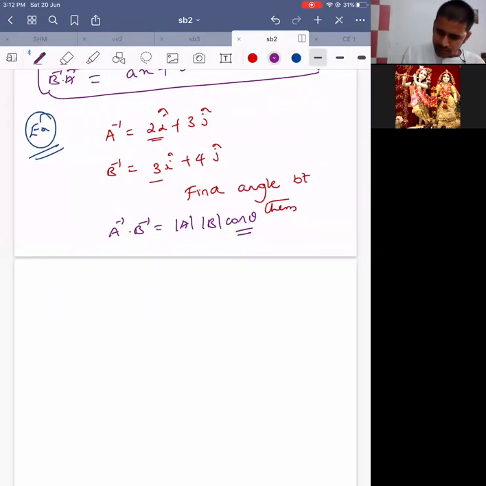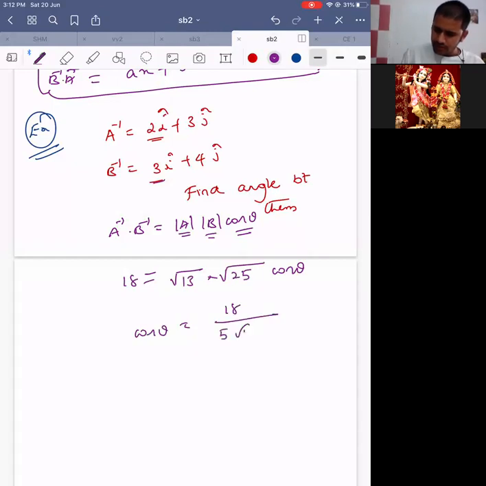a bar dot b bar is equal to 6 plus 12, 18. Mod a is square root of 13, mod b is square root of 25, which is 5. So cos theta is equal to 18 upon 5 root 13. This is the answer. Theta we will get from here.